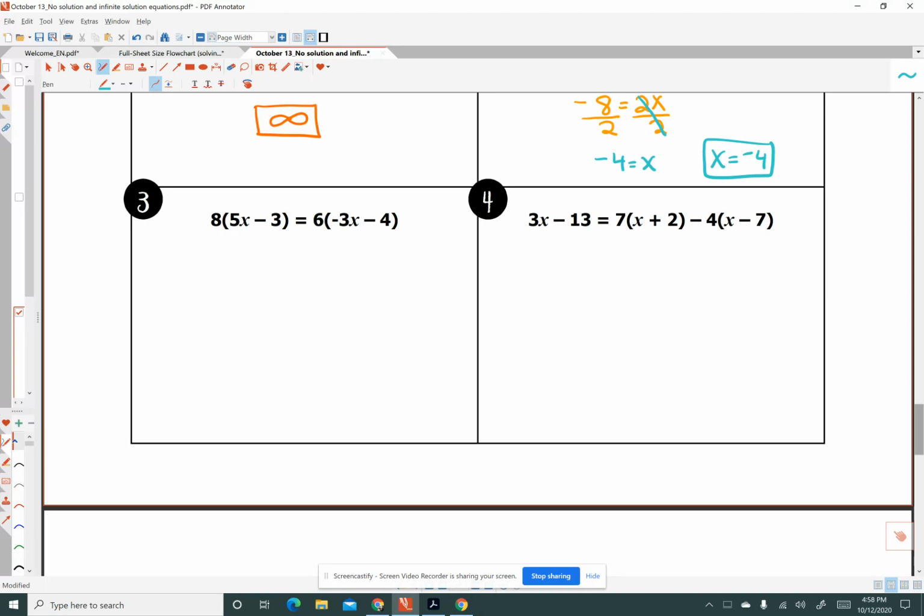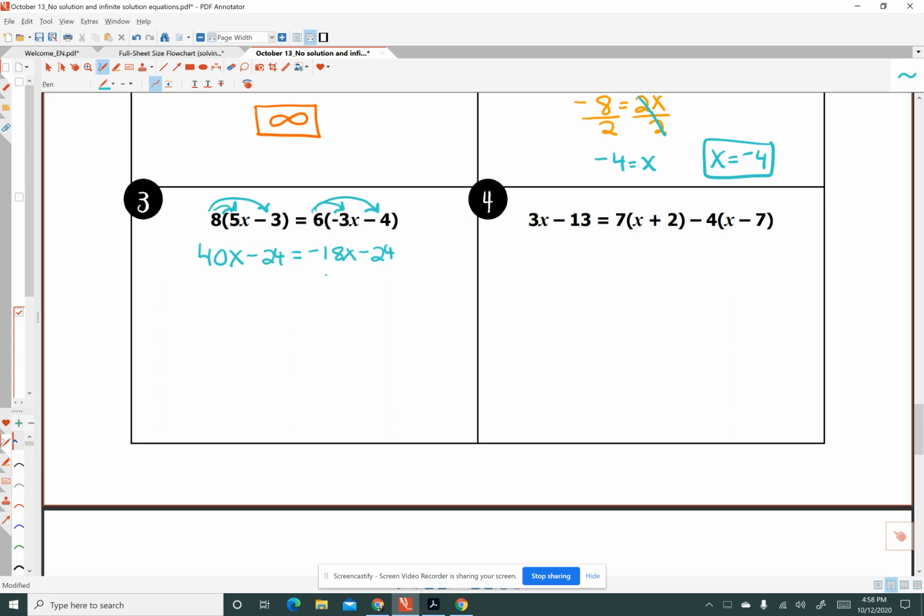Okay, let's see how you did. We need to distribute on both sides of this equation. There's my little reminders right there. So 8 times 5, and they're both positive, is 40x. 8 times negative 3 is negative 24. 6 times negative 3, that would be negative 18x. 6 times negative 4 is negative 24.